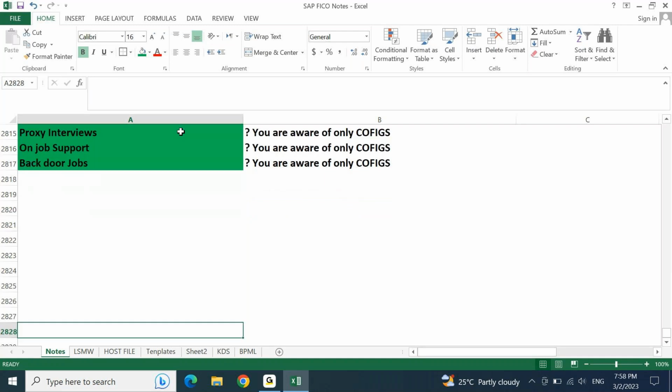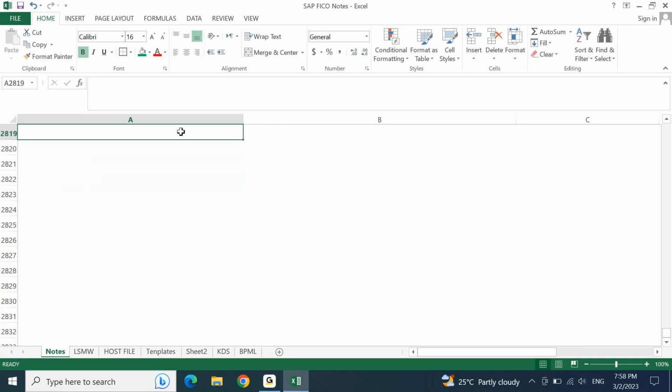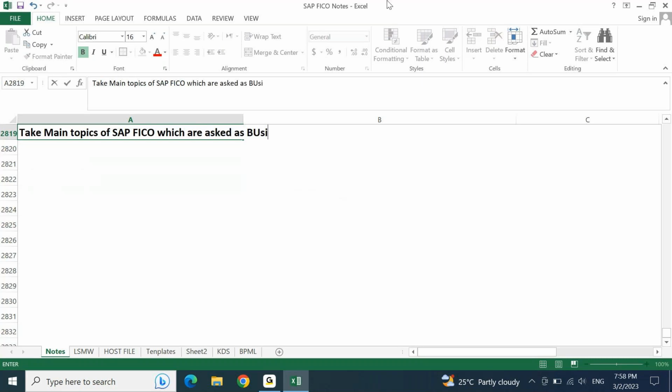So in short, what ideally you have to do is take the main topics of SAP FICO which are asked as business scenarios or requirements in interviews.